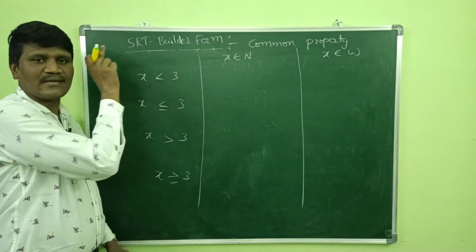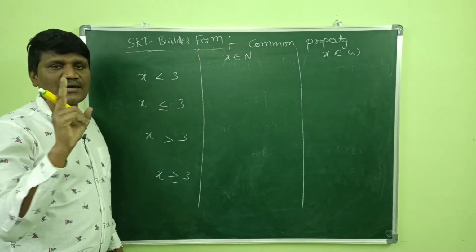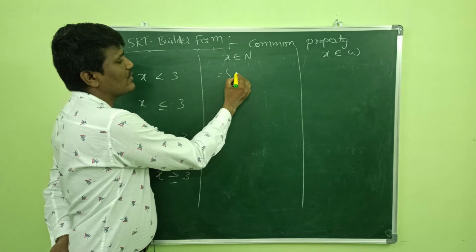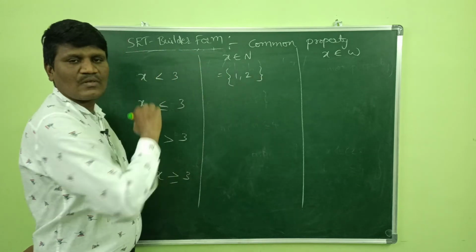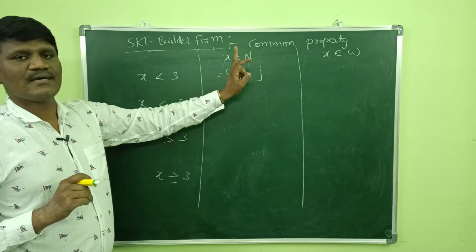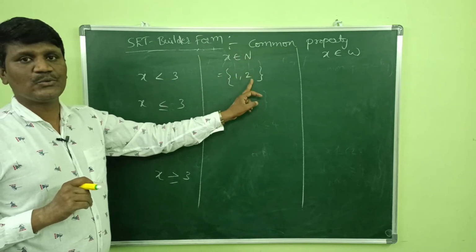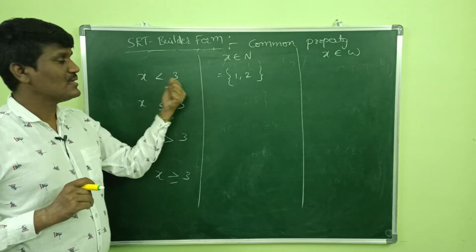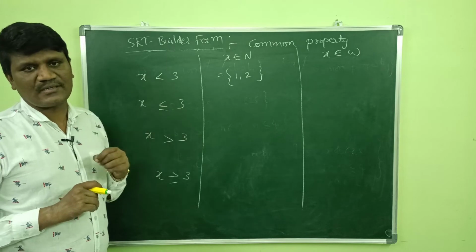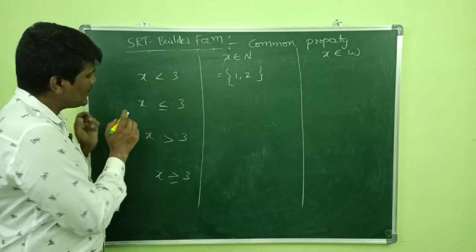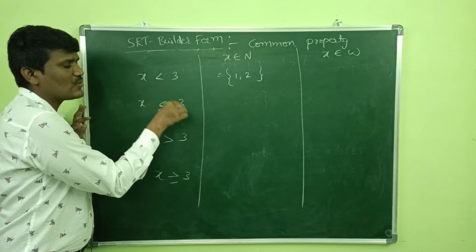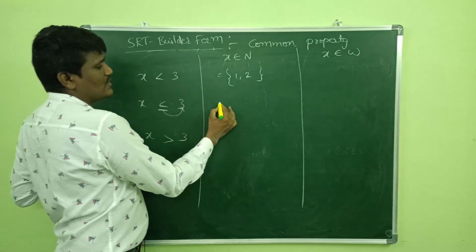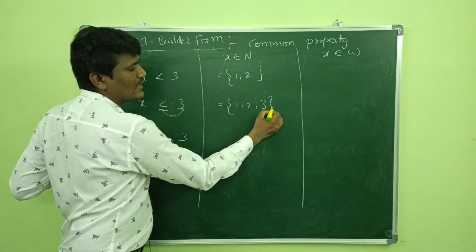If x is less than 3, you should not consider 3. So the values will be 1, 2 only, because x is a natural number. Natural numbers start from 1, 2. The third one I should not take because x is less than 3. In the next case, x less than or equal to 3. Whenever the equal symbol is there, you should write this value also. So this will become 1, 2, 3.